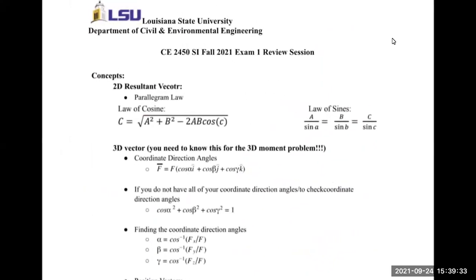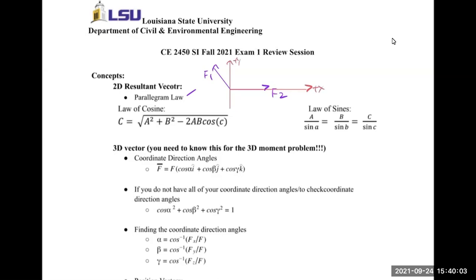All right, so let's just begin with the concept first. So for the 2D resultant vectors, we know that first we can use the parallelogram law, which means that if I have two forces right here, let's call this F1 and F2, okay? This is positive Y, this is positive X, okay?